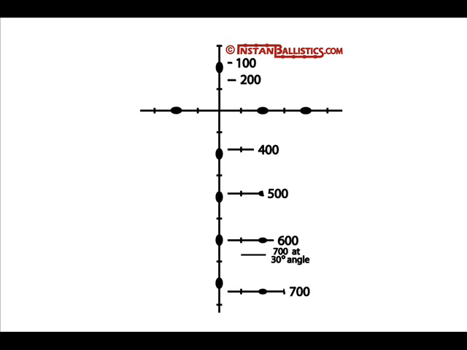If you look above there, in between the 700 yard mark and the 600 yard mark, close to the 600 yard mark, you're going to see an extra line in there that says 700 at 30-degree angle. That's where you would need to hold if you were aiming downhill or uphill, either one. It's going to be about the same amount of difference, but that's where you would need to hold to adjust for aiming downhill at a 30-degree angle if you were trying to hit your target at 700 yards.